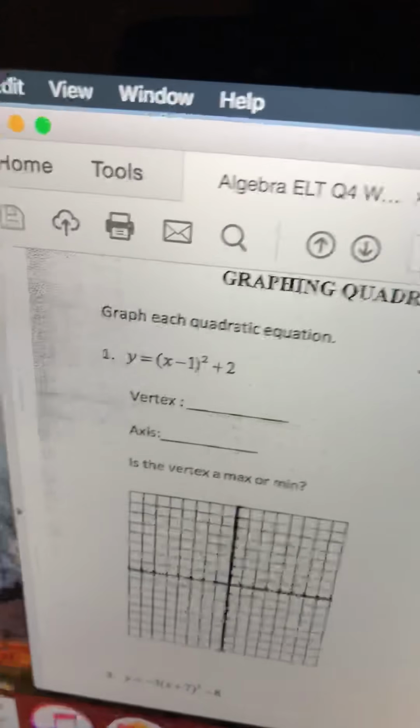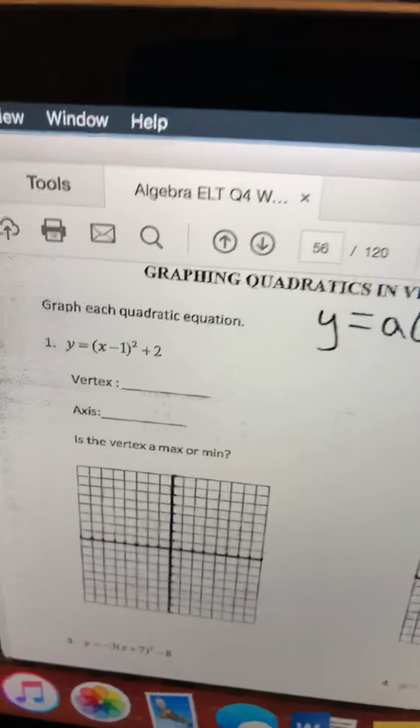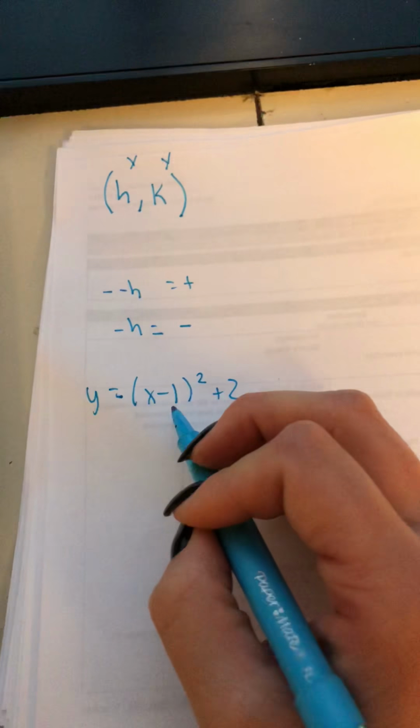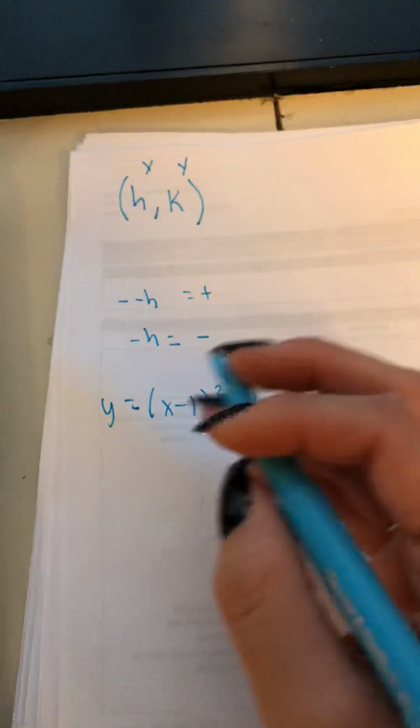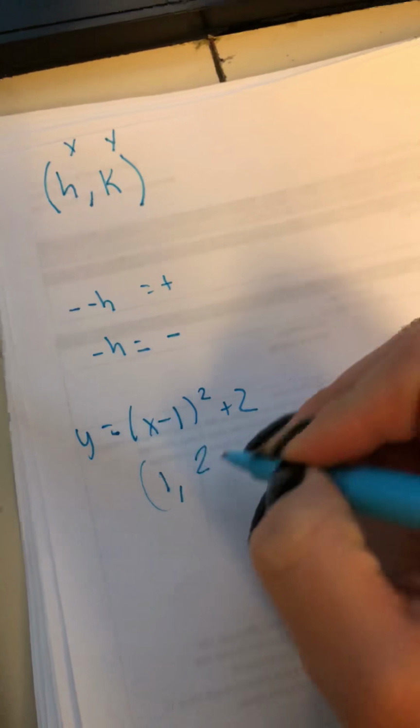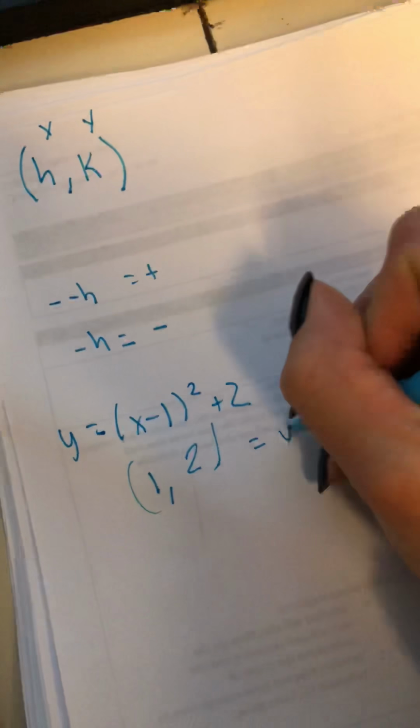So in this instance, I have y equals x minus 1 squared plus 2. The inside is a negative 1, but I know I'm going to change the negative to a positive. So it's 1 comma 2. That's my vertex.